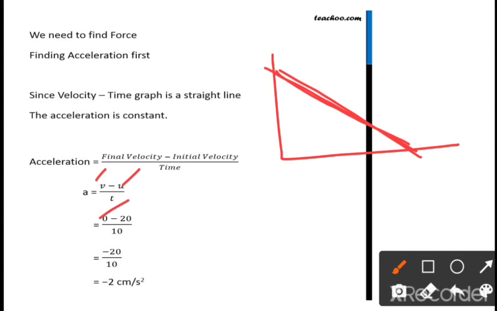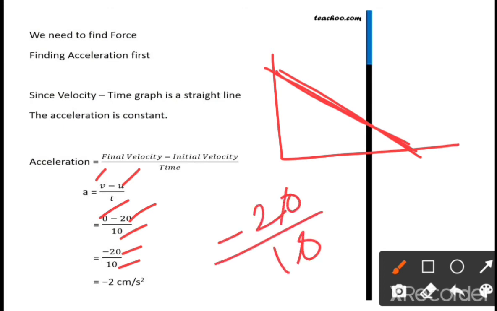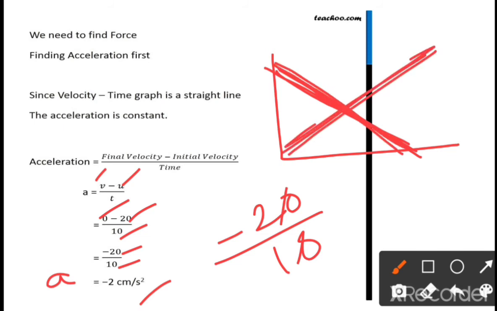The final velocity is 0, the initial velocity is 20, the time is 10 second. So 0 minus 20 by 10. When we divide minus 20 by 10, it is minus 2 centimeter per second squared. The minus sign represents that the acceleration is in the negative direction. This is the positive direction, this is the negative direction.